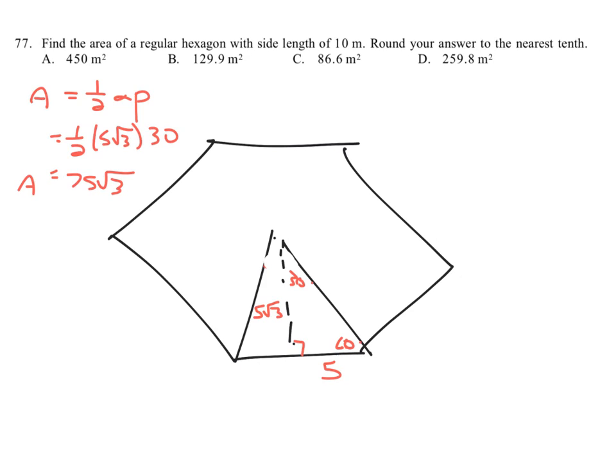And we actually want to type that into our calculator because they want us to round it to the nearest tenth. So square root of 3 times 75, and we get 129.9 roughly. And the units were meters, so meters squared. That's it. And that was B.